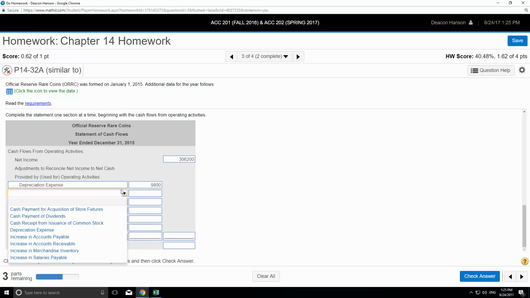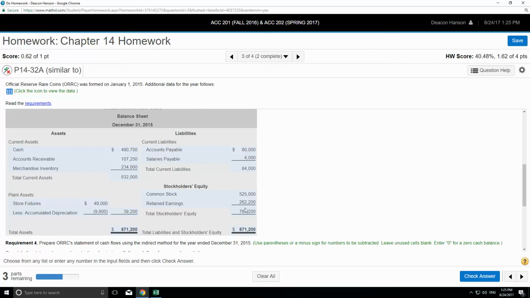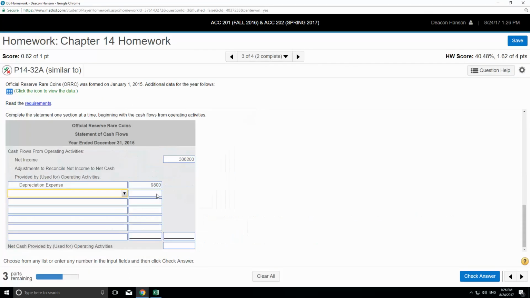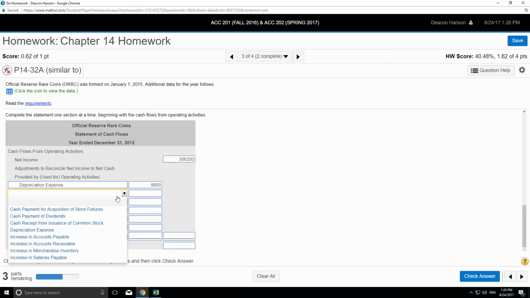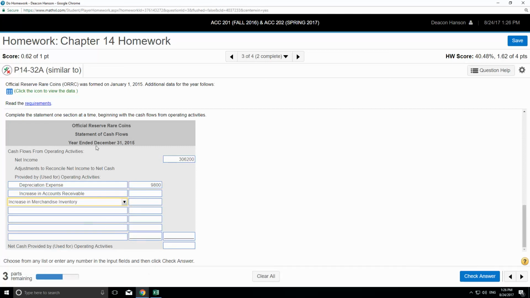Then we've got to think about how things change, right? Everything increased, okay? Because there's zero at the beginning of the year, if you think about that. So we're going to look at everything as an increase. When current assets increase, we subtract. So I'm going to have to subtract 107,250 and 234,000. So we're going to subtract the increase in the receivable and we're going to subtract the increase in inventory.